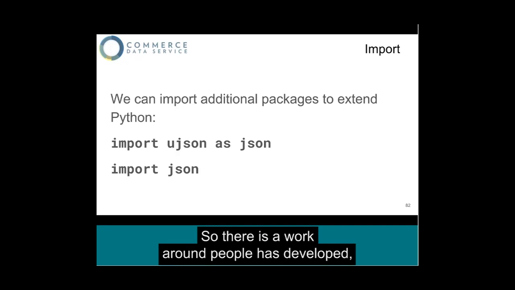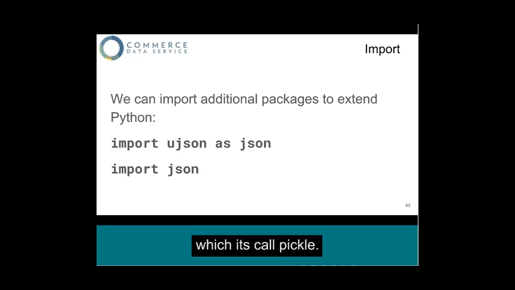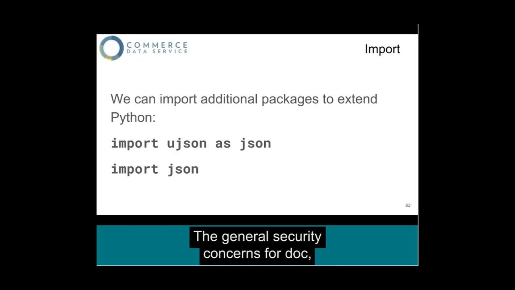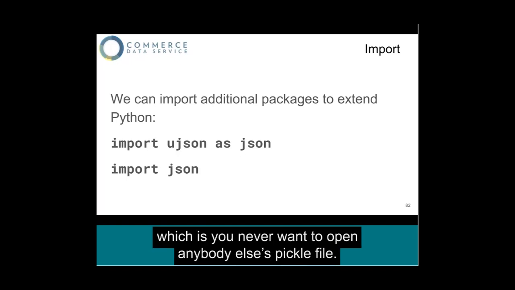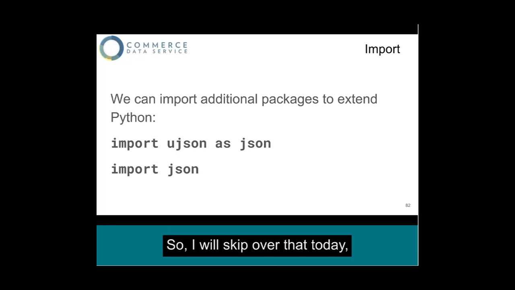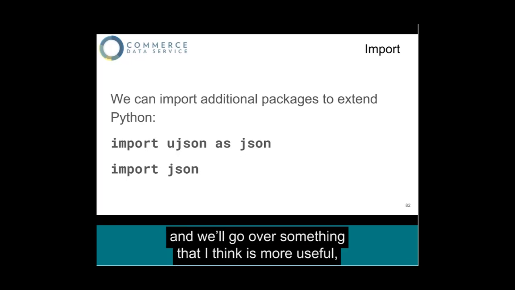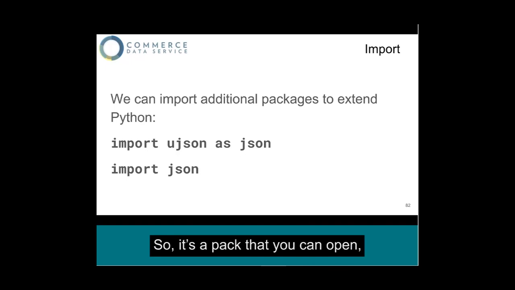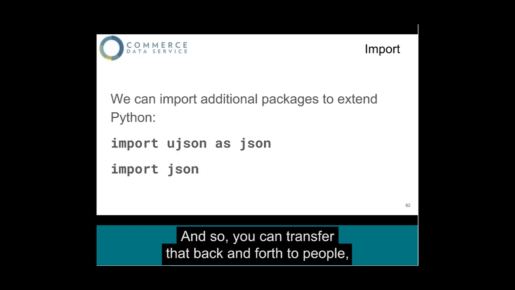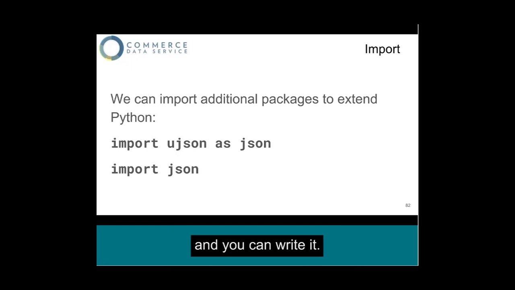There is a workaround people have developed, which is called Pickle. But due to security concerns, there's a flaw in Pickle, which is you never want to open anybody else's Pickle file. So I will skip over that today, and we'll go over to something I think is much more useful, which is a JSON, which is human readable. It's text that you can open and read and parse yourself, so there's no malicious code in it. And so you can transfer that back and forth to people, and you can write it.